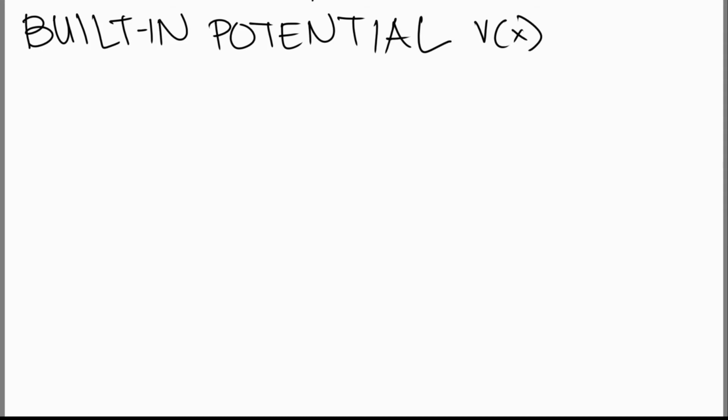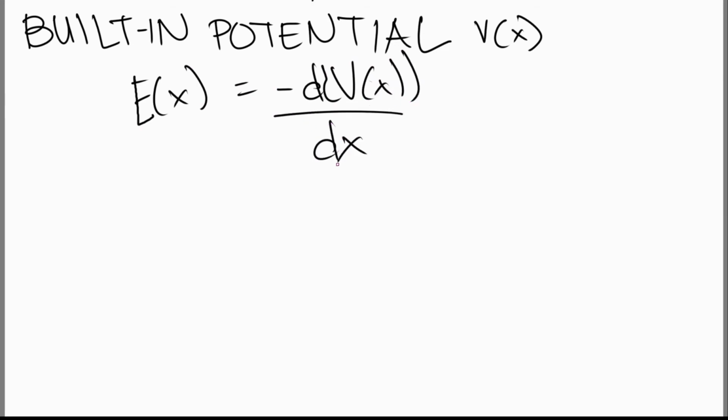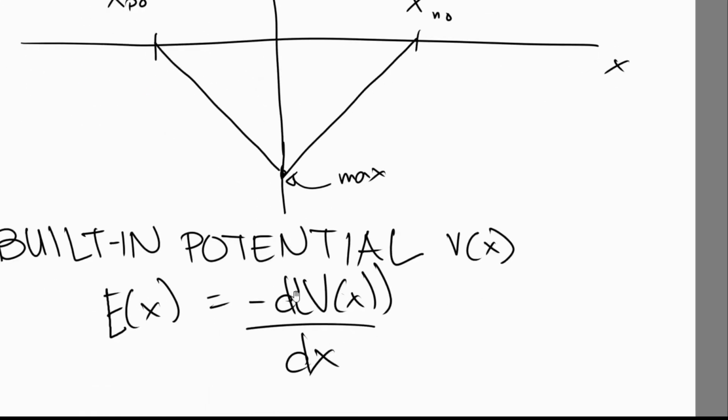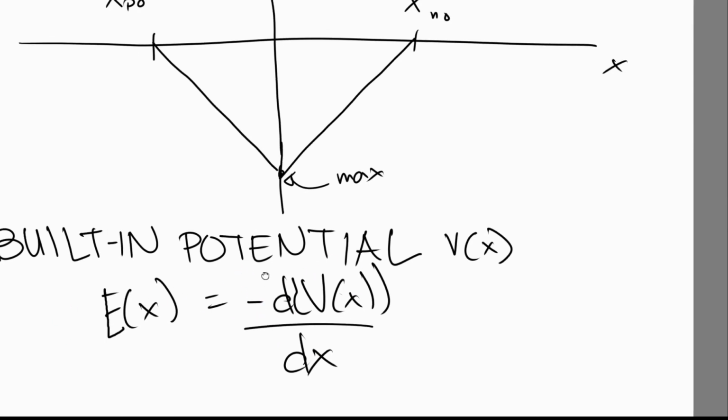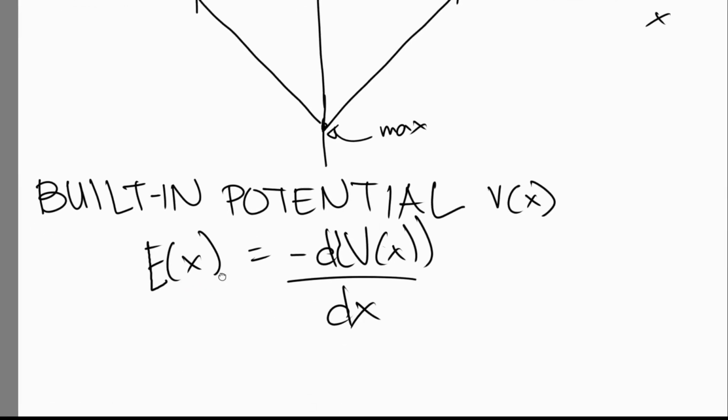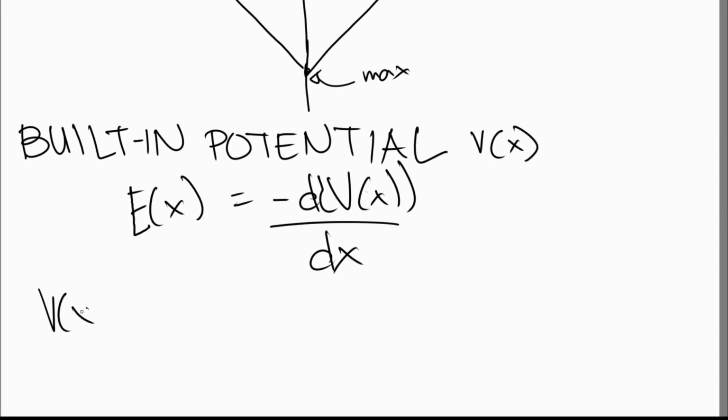So due to our built-in electric field, there must also exist a built-in potential, V of x. The built-in potential from the electric field can be derived from this expression: E of x is equal to negative dV of x over dx. We already have expressions for E of x here and here. We can solve for V of x by integrating this expression.